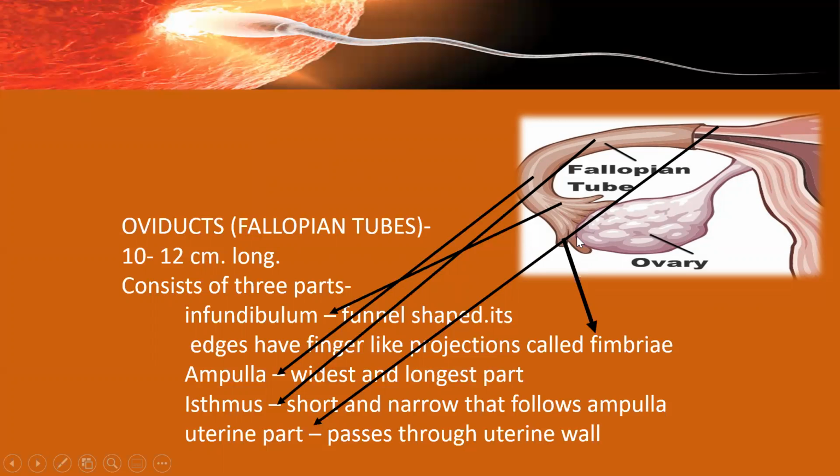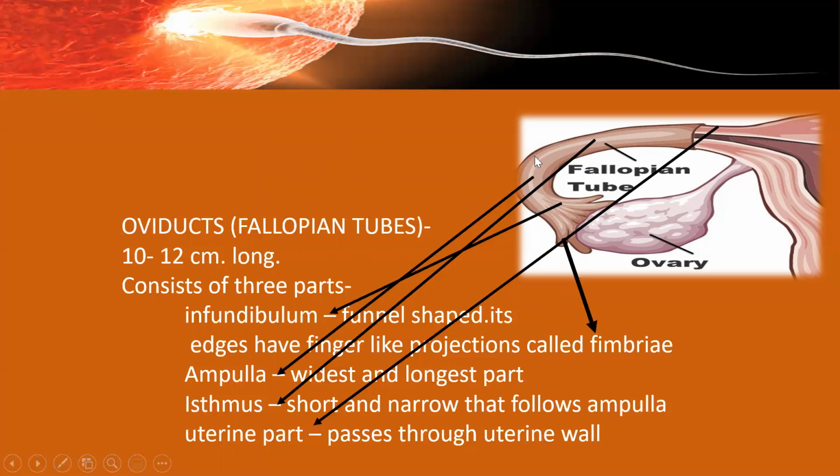These are just to take the ovum inside when the ovary is discharging it. And these are called fimbriae. Then these fimbriae lead into a funnel-like structure. This is a broad area, and this is called the infundibulum. This infundibulum leads to another area, the ampulla. You can see this part is the widest and longest part of the fallopian tube.